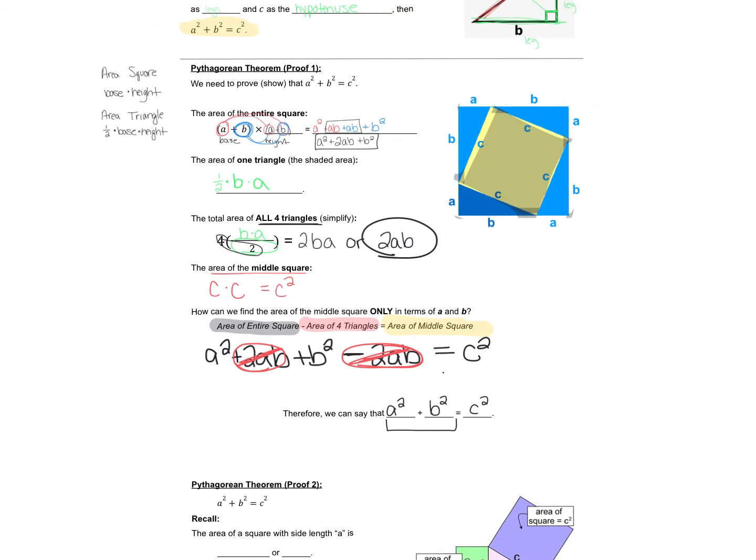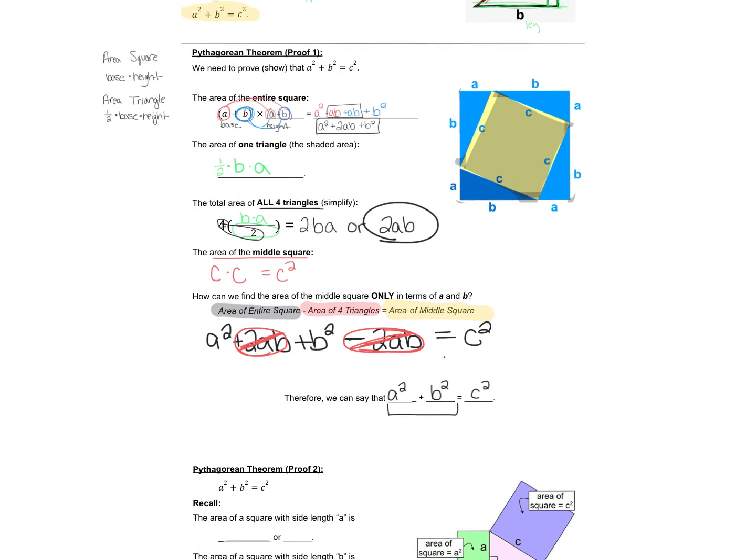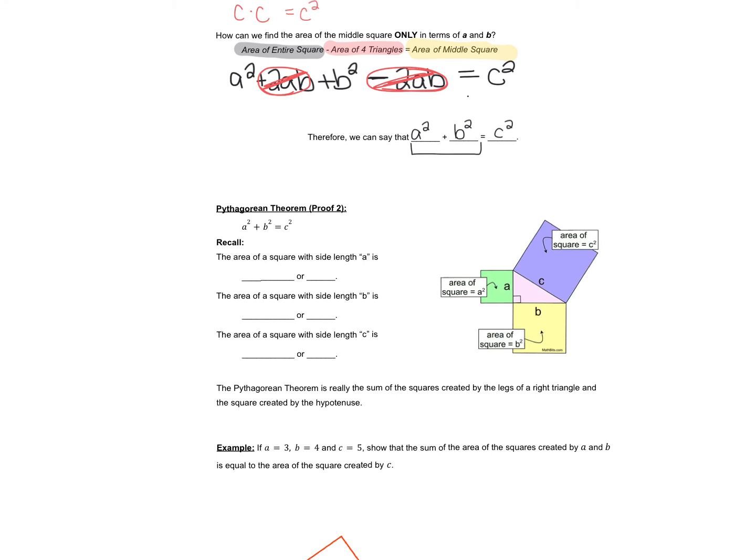Now if you want to check out more proofs similar to this, there's a great additional video for you guys to look at, and it talks you through some more, and it shows you some really cool pictures of it moving around. Tomorrow we're going to go through an example-based proof, and then we'll jump into our lessons about how we use the Pythagorean theorem.